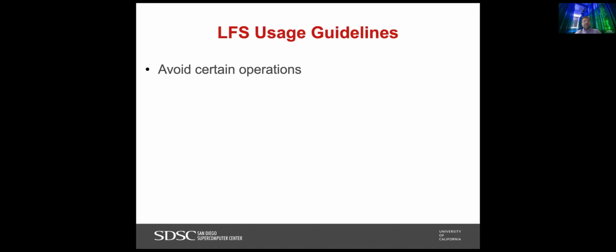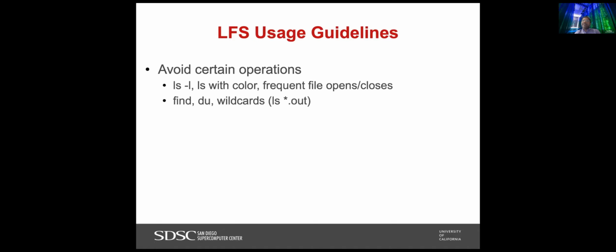So in terms of usage guidelines, some things to avoid, like ls -l, which might look nice with color and lots of information, is good. But what this does, if you have a directory with say 10,000 files and you do an ls -l, it's going to hit the metadata server with 10,000 requests, because it's going to have all the information about that. And then it'll hit every OSS that those files are striped on to get more information. And that's going to create a really heavy dose of requests to one server, right?